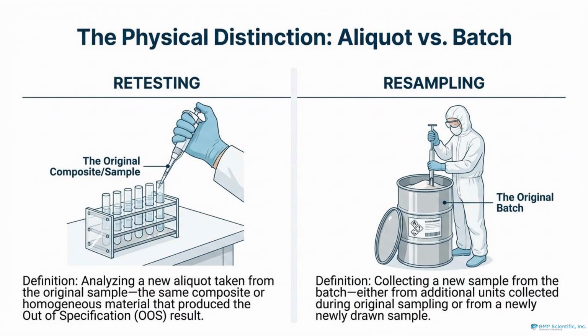Retesting means analyzing a new aliquot taken from the original composite or homogeneous material that produced the OOS result. Resampling, however, involves collecting an entirely new sample from the original batch.